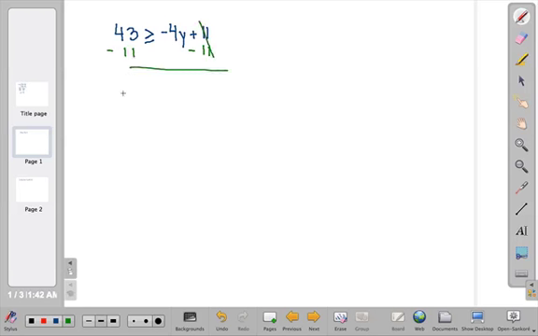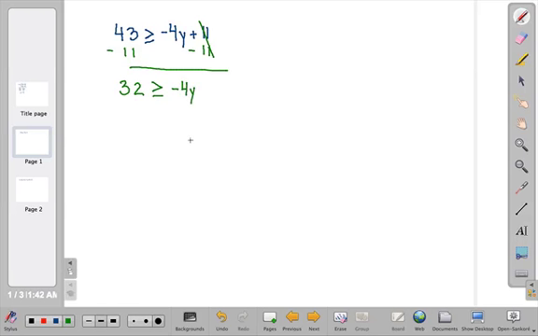These 11s end up canceling out, so 3 minus 1 is 2. 4 minus 1 is 3. So we get 32 is greater than or equal to negative 4y.